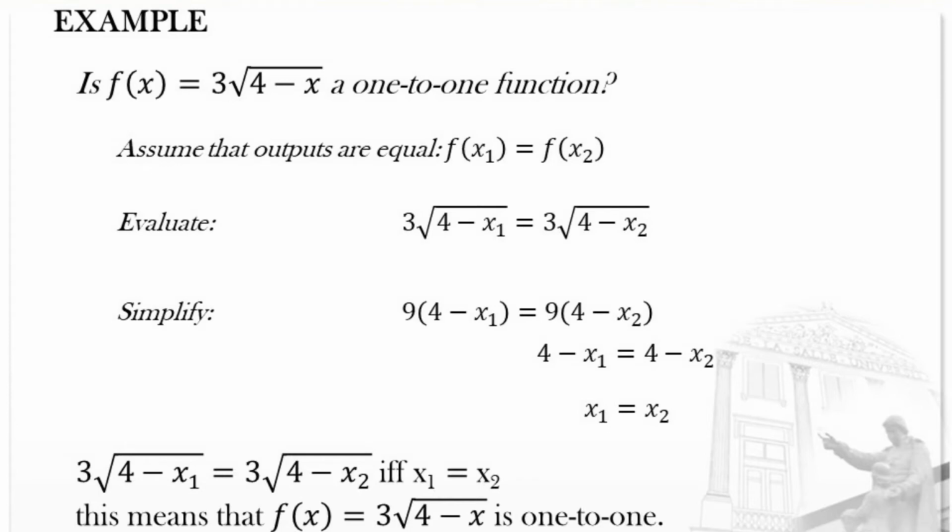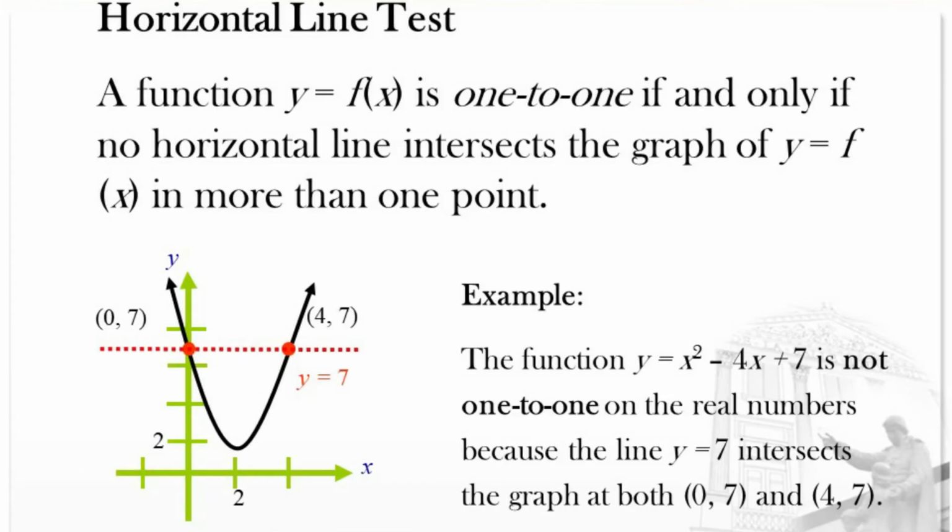What about the graph? How do we know if the graph is a 1-to-1 function? We need to use the horizontal line test. A function y = f(x) is 1-to-1 if and only if no horizontal line intersects the graph of y = f(x) in more than one point. Okay, in more than one point. So in this particular example, it's not a 1-to-1.